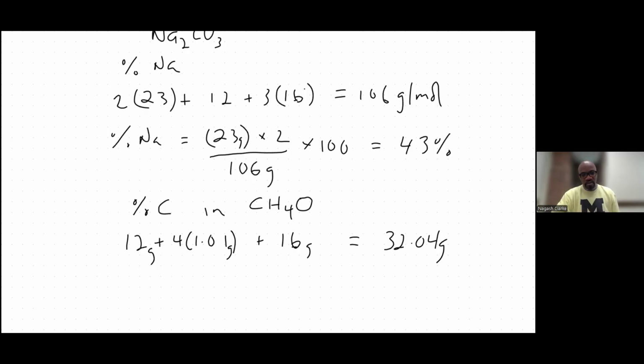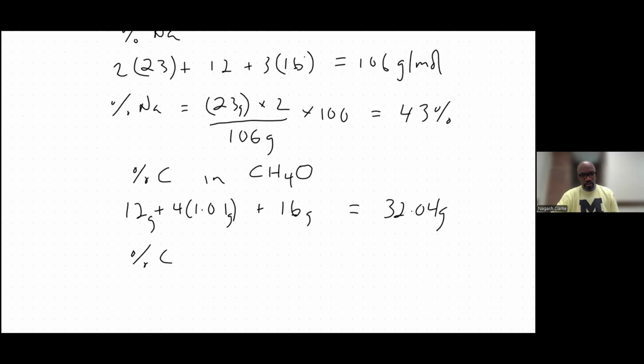So our percent of C is equal to 12 times 1, since there's only 1 carbon in there, divided by 32.04 grams, times 100. Can't forget that part. So essentially, 12 divided by 32.04 times 100. That gives me 37% carbon in CH4O.